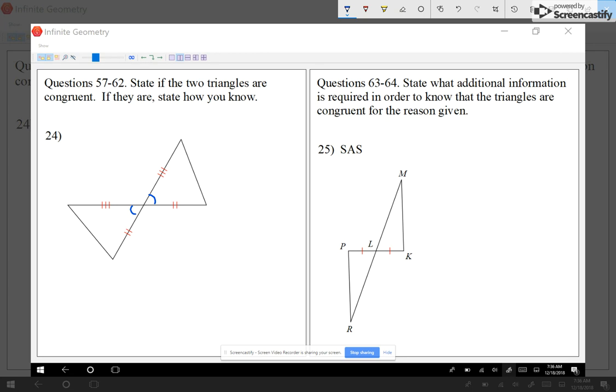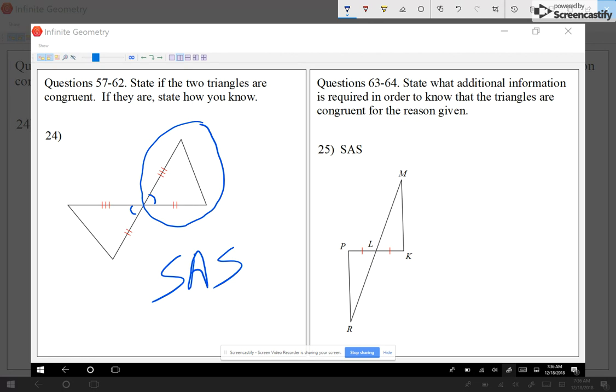I notice that I'm looking at one triangle, and I'm looking for two marks, either two sides or two angles. And in this case, two sides. So I'm gonna put my two sides. And then there's the angle, and I ask myself, is the angle between the sides? Which in this case it is. I take a look at the other triangle, it is marked the same way, so side angle side.